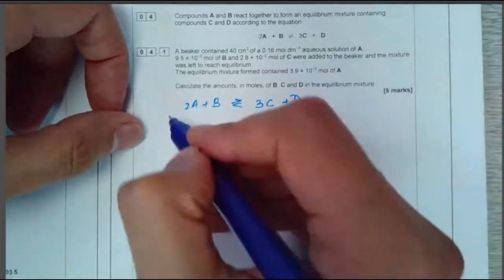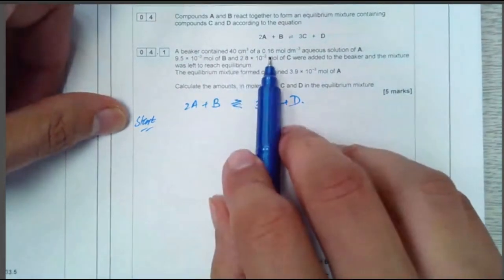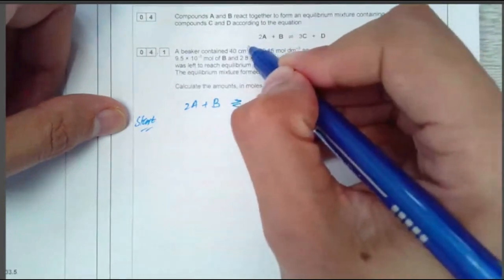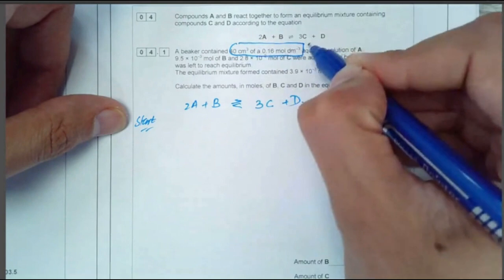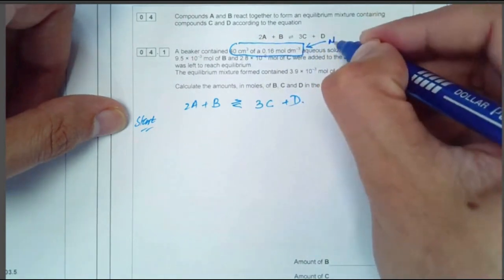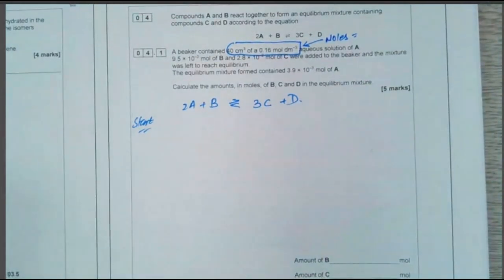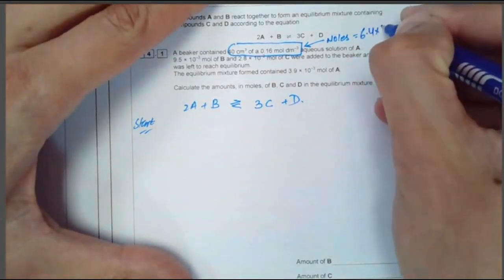So they said here start. At start, how much A was there? They tell you 40 centimeter cube of this, in dm cubed. You have to convert this into moles. How many moles is that equivalent to? How many moles is that? I got 6.4 times 10 to the minus 3.